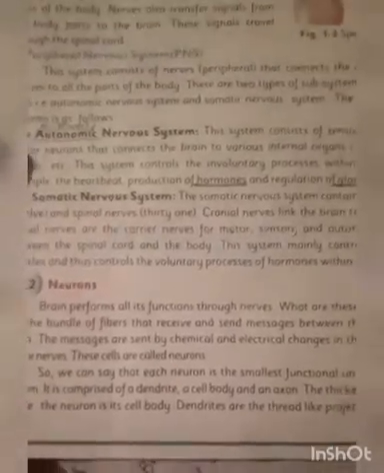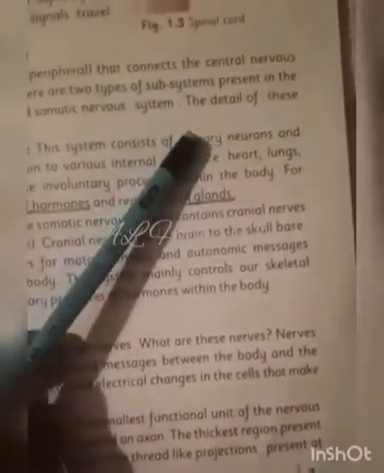What does the autonomic nervous system do? It's made up of sensory and motor neurons, which connect the brain to various internal organs. Class, sensory neurons gather all the information from your sense organs and send it to your central nervous system. The central nervous system understands and processes that information. After processing, it is sent to different parts of the body by means of your motor neurons.